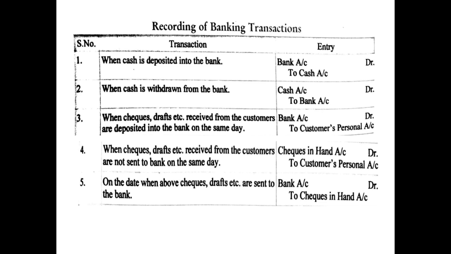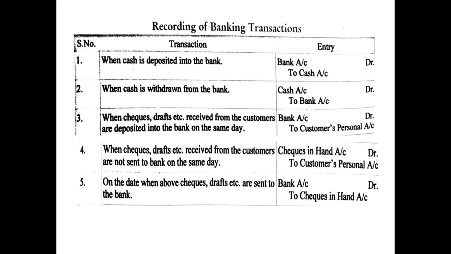The very first transaction is when the cash is deposited into the bank. That means when the business deposits some amount of money of cash into the bank. Now what will be the effect? When the cash is deposited into bank, that means cash is going out of the business, and being a real account, we know that credit what goes out. So therefore we will credit to cash account.